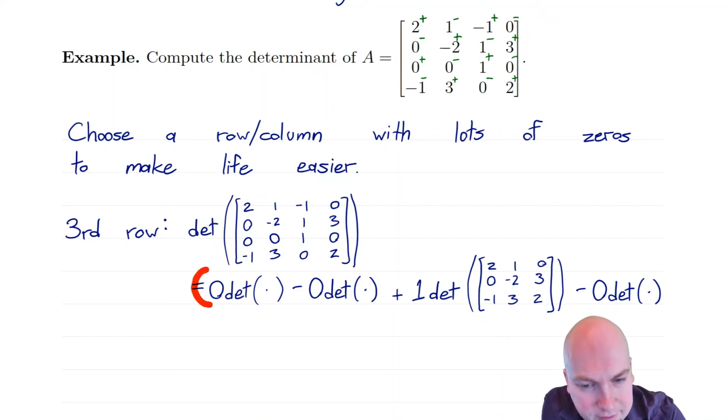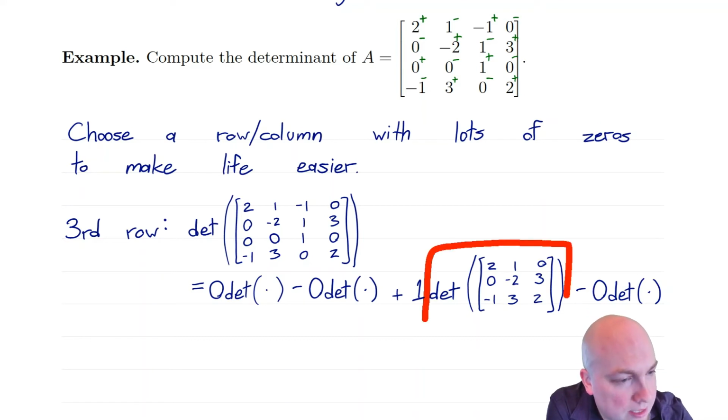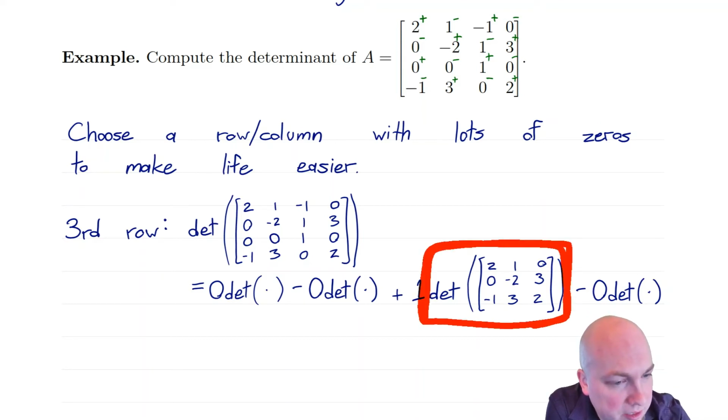Notice that I've got a plus in front of this term, then a minus, then a plus, then a minus. Those signs come from this checkerboard pattern. I just look at what row I'm using, and I do plus, minus, plus, minus. That tells me the signs that I use in front of each of these terms. And then last but not least, where is this 3 by 3 determinant coming from?